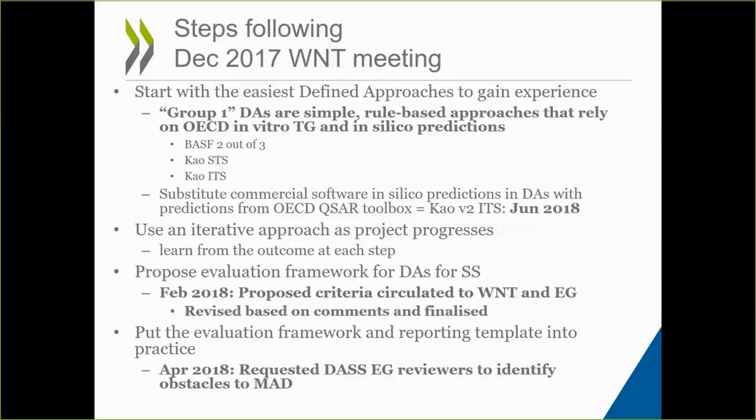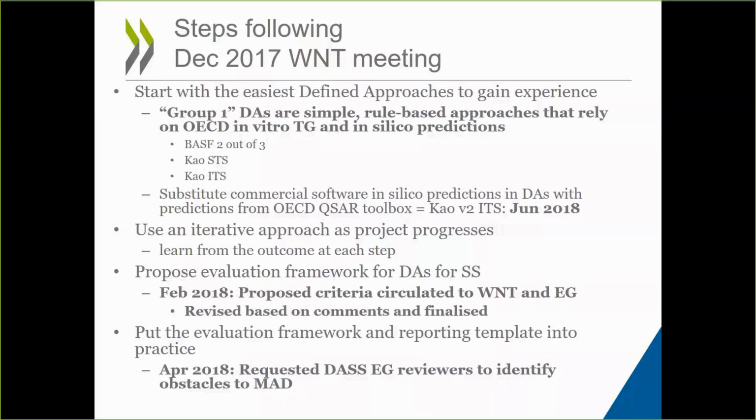So the first 3 are identified there, the 2 out of 3 method, the cow sequential testing system, and the cow integrated testing system. And there was also a suggestion on the cow ITS that initially in the Guidance Document 256 included in silico predictions from commercial software be evaluated for potential substitution with the OECD QSAR toolbox, and we call that version 2 of the same defined approach. That evaluation was done about halfway through 2018 and really didn't change the prediction much at all.